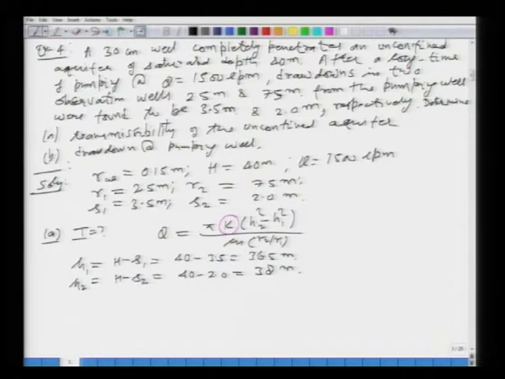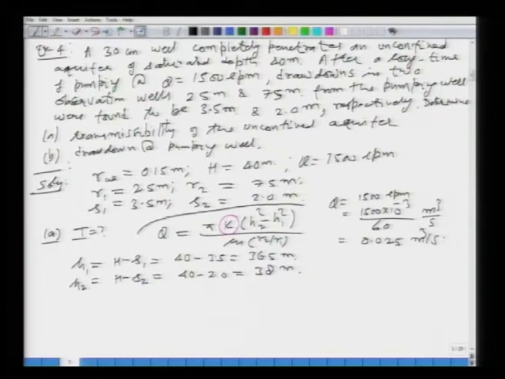Okay. And also you can convert Q into meter cube per second. It is 1500 liters per minute. So, you can multiply this by 10 to the power minus 3 to convert it into meter cube, and in a minute you have 60 seconds, right. So, this will come out to be 0.025 meter cube per second. Okay. So, now you have all the data, you can plug into this equation and get the value of K.